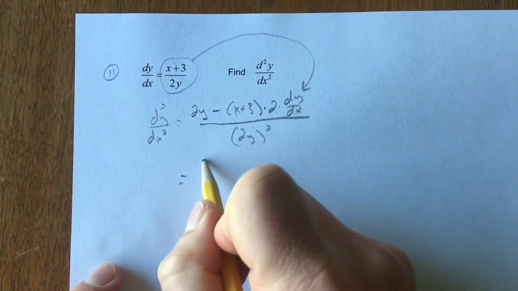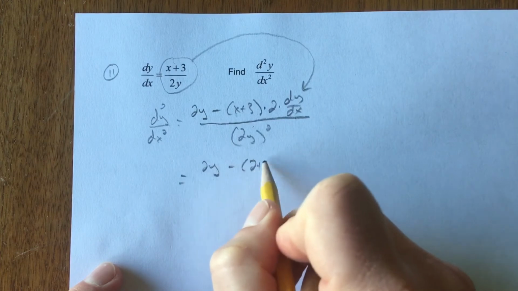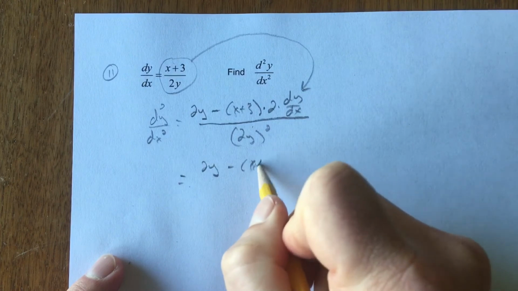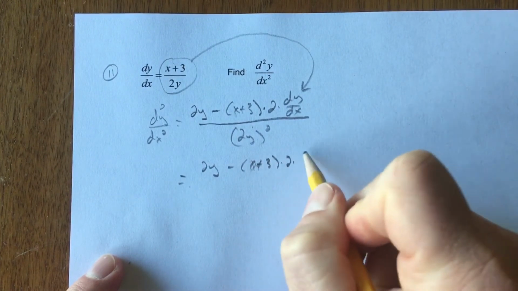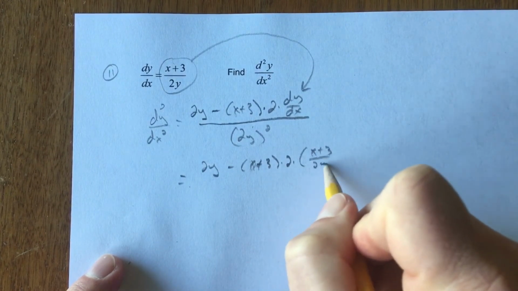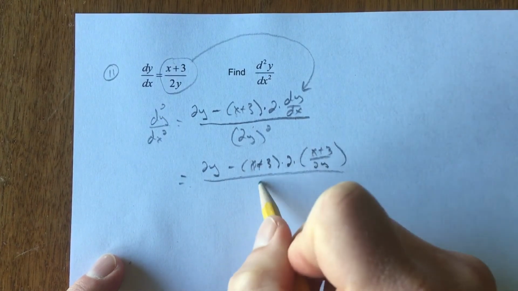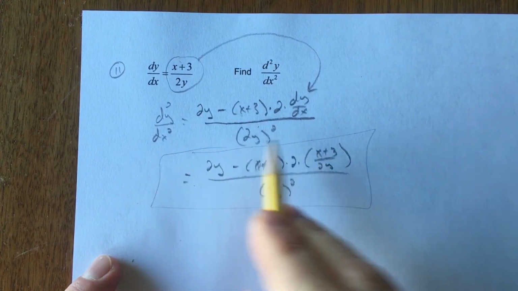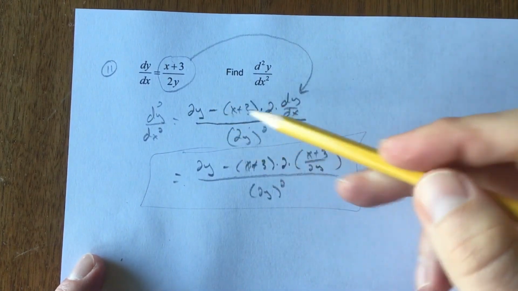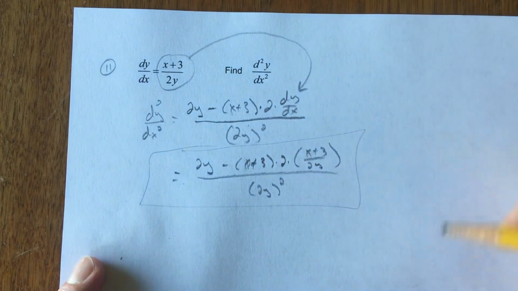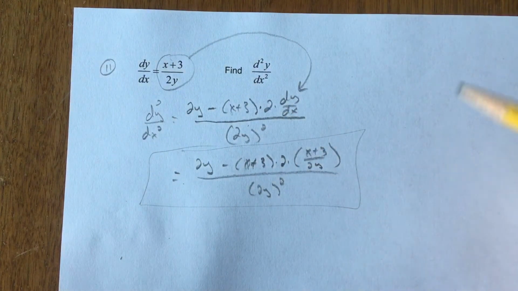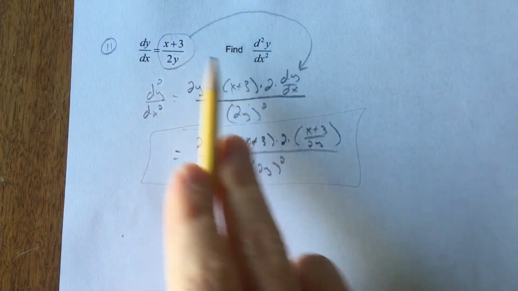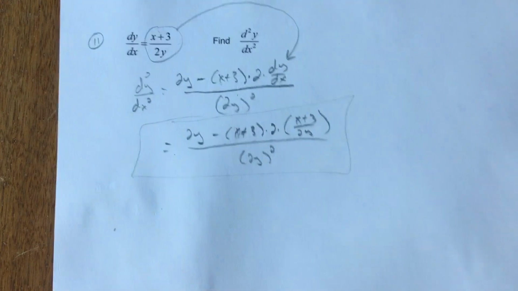So our second derivative will be 2y minus (x plus 3) times 2 times (x plus 3) over 2y, all over (2y) squared. And that's where you want to stop. So they may give you a point for the quotient rule and a point for plugging it back in if they asked you to do something like this. It's hard to say again, like what they're going to really ask you. But do remember quotient rule for sure, but then remember in a case like this to plug that back in.